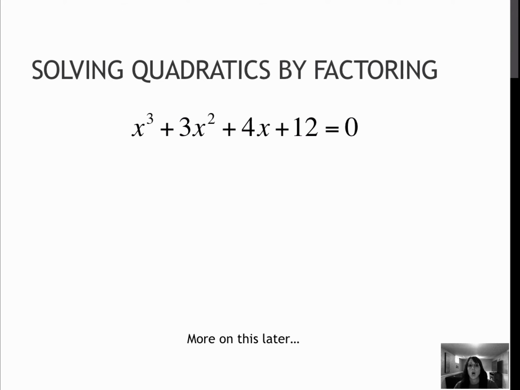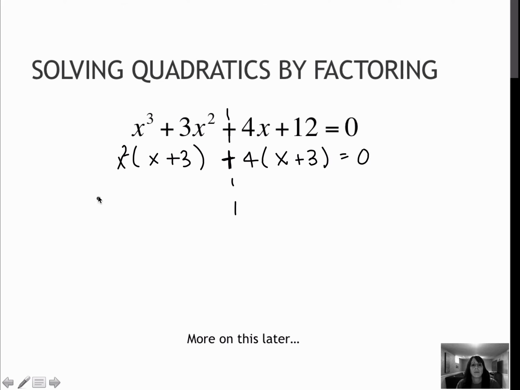This next example is almost exactly the same, but did you notice the negatives on the 4 and the 12 turned into positives? So let's see how that would change things. I'm still going to factor, and I'm still going to end up with x squared and x plus 3. Here I'm going to end up with a plus 4 instead, but still x plus 3. And I would take out my common factor of x plus 3, and that would leave me with x squared plus 4 instead. And the reason this one's different is because this cannot be factored further. This is not a difference of squares pattern.